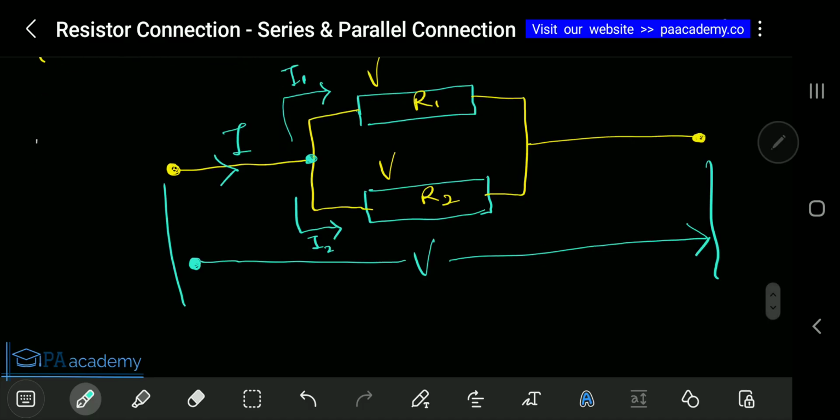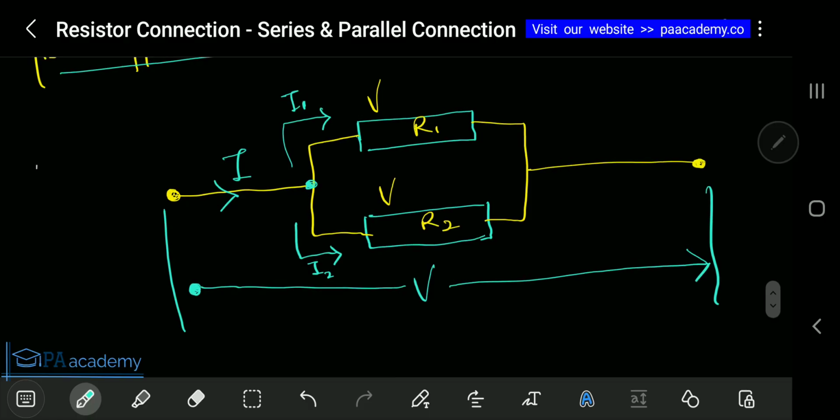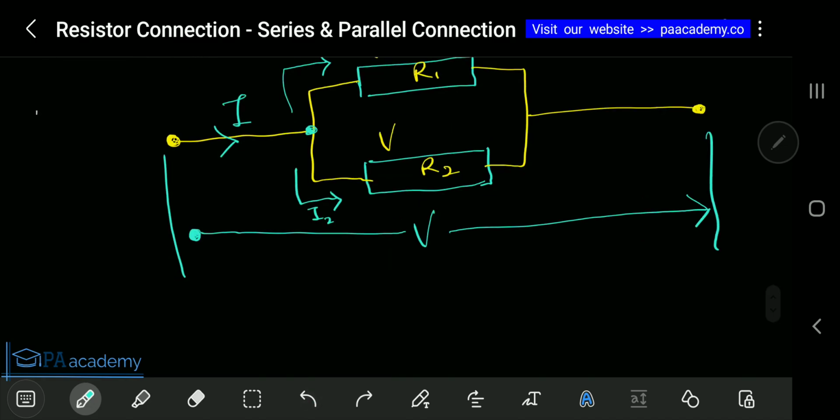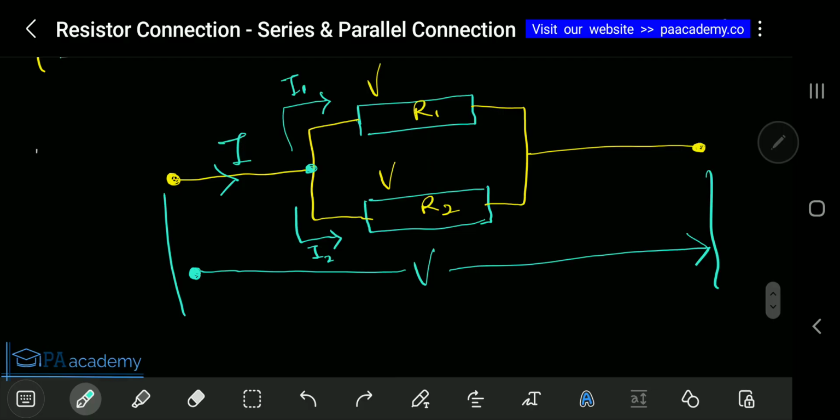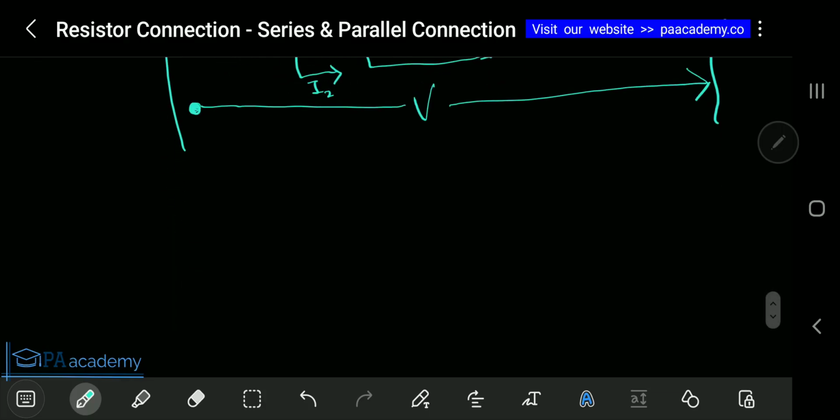With this, we can calculate the equivalent or total resistance of these two resistors, R1 and R2. How do we know the total resistance of those two resistors? In doing that, we are going to make reference to Ohm's law. Here, I is the current that is coming. Once it gets to this junction, it splits, so we can say that I is equal to I1 plus I2.